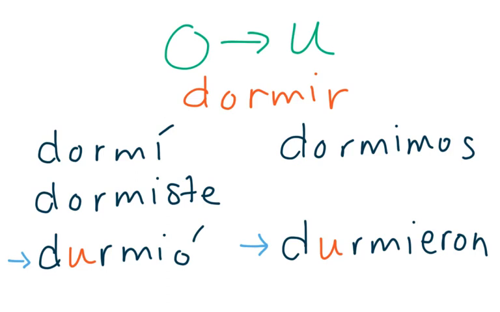Anything that's a stem changer in the pretérito is only going to change in those two forms, the él-ella-usted form and the ellos-ellas-ustedes form. And you can see here it goes from O to U, and the way we say that is durmió and durmieron. Okay, so hopefully that makes sense.